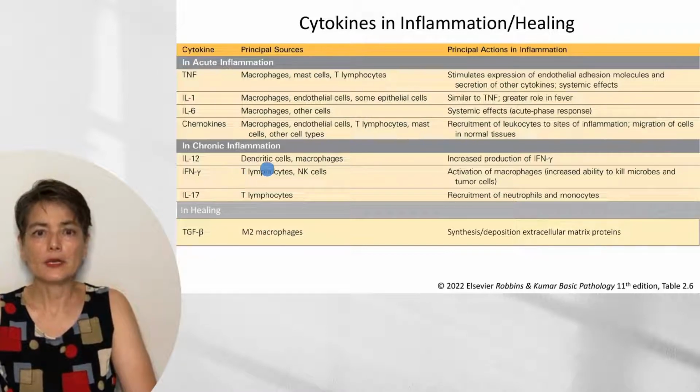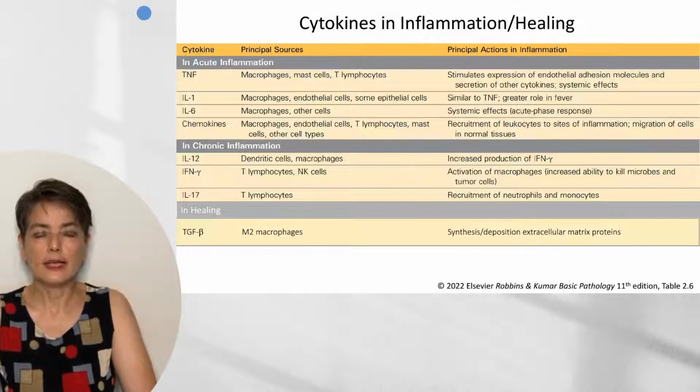Now, IL-12 is elaborated by dendritic cells and macrophages and causes increased production of interferon gamma. Interferon gamma has a very important role in the activation of macrophages, so increasing our ability to kill microbes and tumor cells. So this is one of the activation pathways of macrophages, the M1 pathway. We'll see M2 macrophages when we talk about healing, and that's through a different mediator, TGF-beta, which is going to drive the synthesis and deposition of extracellular matrix proteins. So you can see that we have macrophages that are going to go in different directions depending on the mediators that are involved. And then here we have IL-17, which is elaborated by T lymphocytes, which is going to cause a recruitment of neutrophils and monocytes.